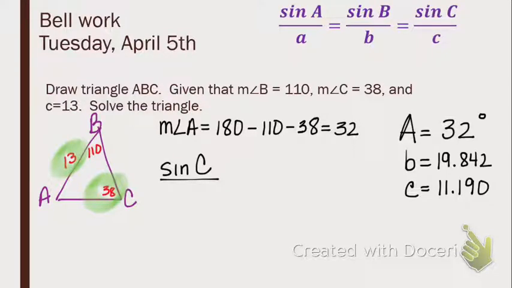I'm going to use sine of C over C equals sine of what I'm going to try to find first. So I'm going to find B because I always do it in alphabetical order. I don't know why.